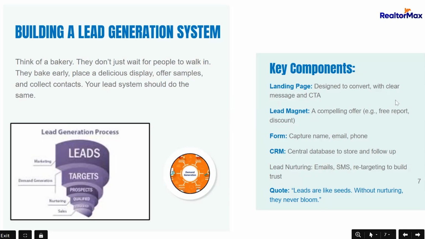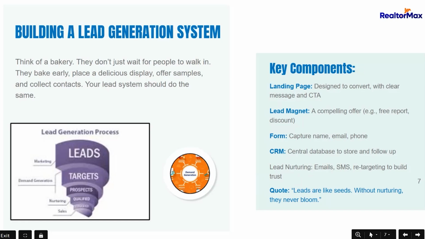Another component is the lead magnet. The lead magnet is what will make them get to the landing page. It is most likely always a compelling offer. It can be a free report, a discount, or freebies. There should be something enticing that will make them click through to the landing page to see what you are offering. So after creating your landing page, you create a lead magnet, something that will compel people to come to your landing page. Then another component is the form.